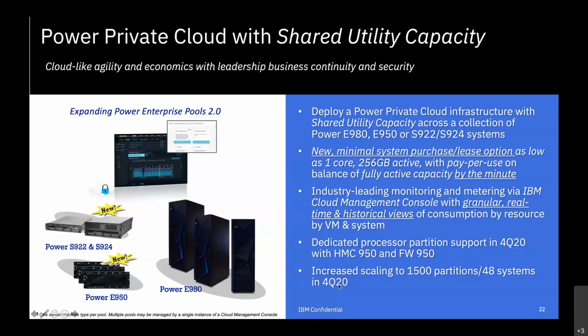There is a limit of 500 partitions per HMC when you're using it in conjunction with CMC. We are working on increasing that to 1,000 in a future update. So it will be expanded to 1,000 partitions per HMC, but currently 500 is the limit per HMC, and 1,500 per pool and 48 systems in a pool.